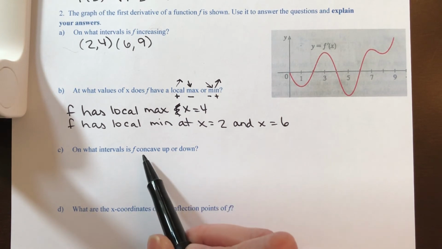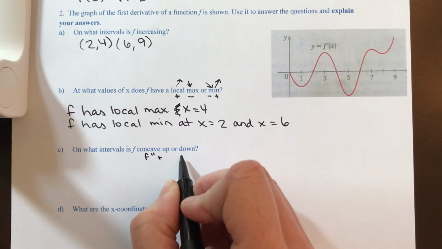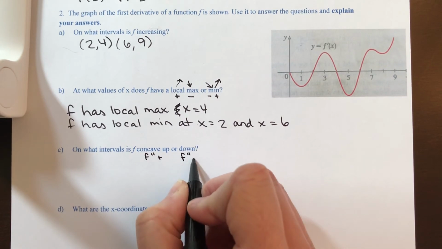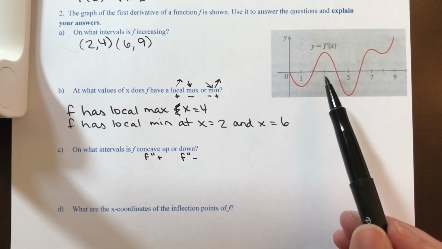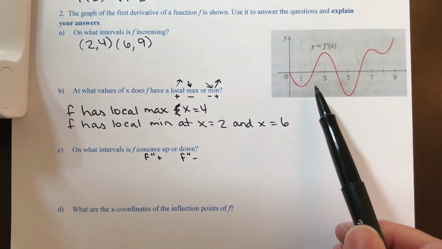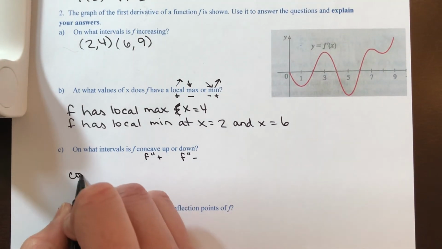For part C, it says on what intervals is f concave up or concave down? Well, remember, concave up is when the second derivative is positive, and concave down is when the second derivative is negative. When you're given the graph of f prime, you want to look at where it has positive slopes and negative slopes.